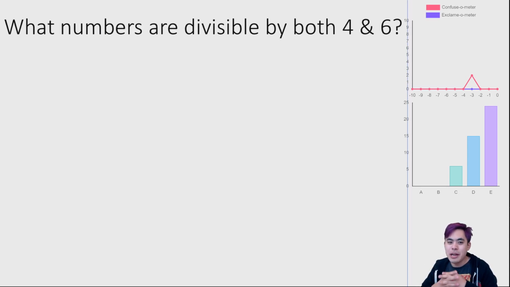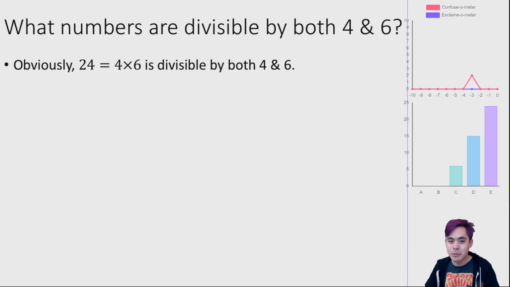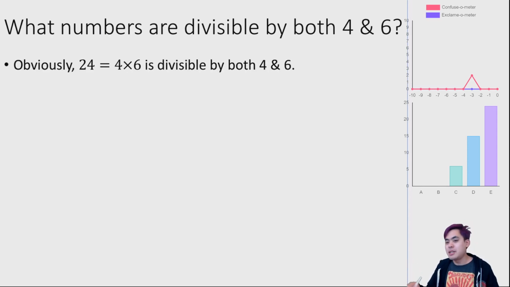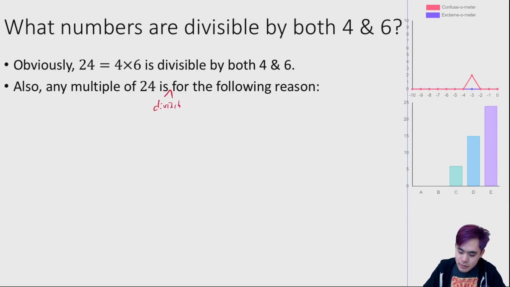Okay, so we have some people who are answering 12 and some people answering 24. But there are different ways you can think about that. I'm going to claim that 24 is the easiest number to think of as divisible by both of them, because you know that's a multiple of both, since you're literally seeing it as a multiple of both in this particular case. And then obviously, any multiple of 24 is also divisible by both, for the following reason.